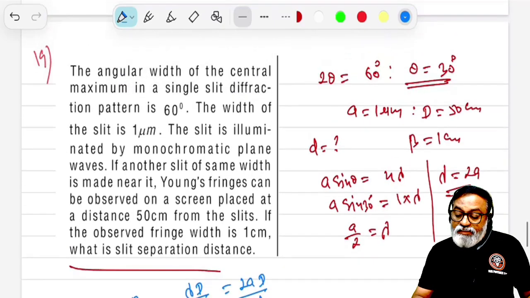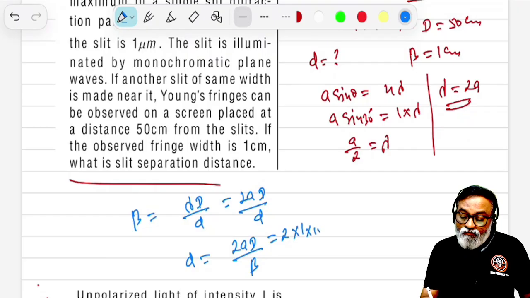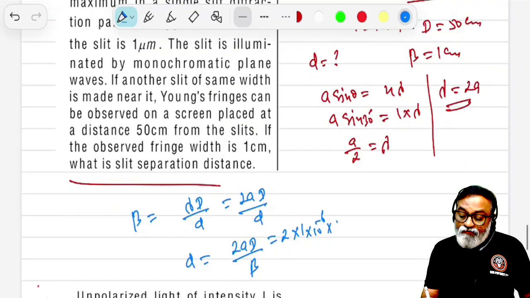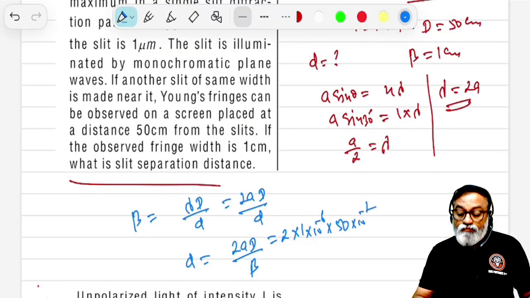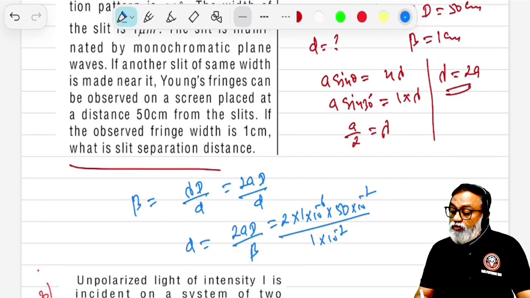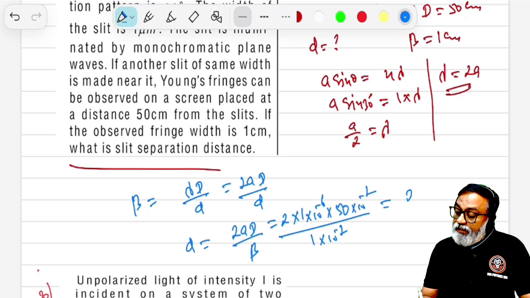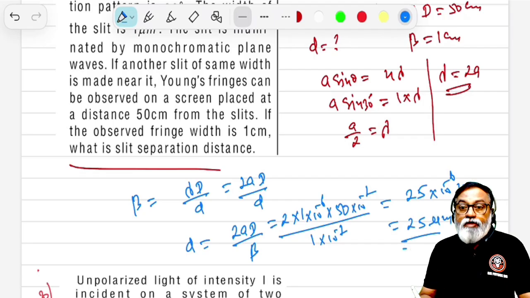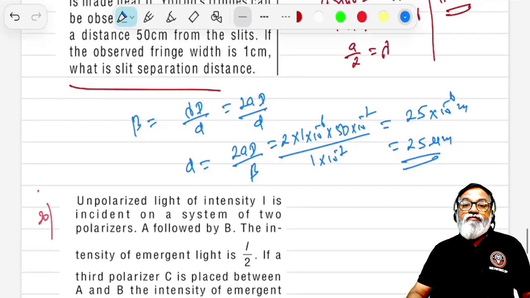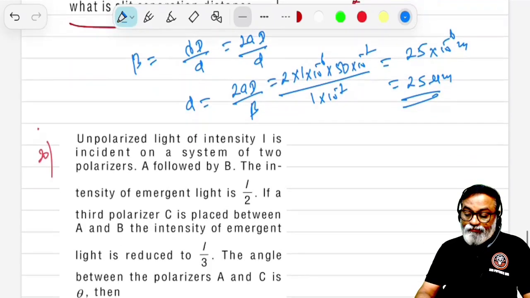2 into a is given as 1 micrometer, that is 1 into 10 to the power of minus 6. Capital D is 50 centimeter, 50 into 10 to the power of minus 2, by beta, which is given as 1 centimeter, that is 1 into 10 to the power of minus 2. After simplification, we can get 25 into 10 to the power of minus 6 meter. This becomes 25 micrometer.